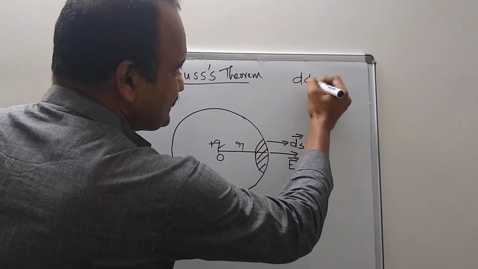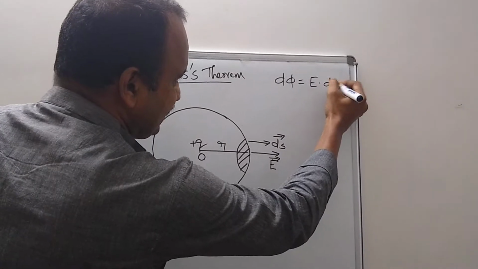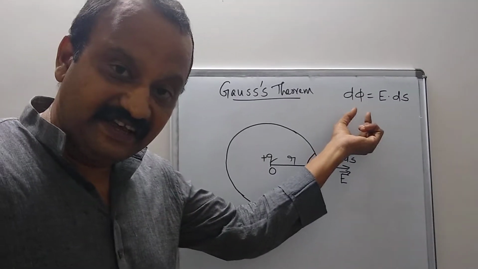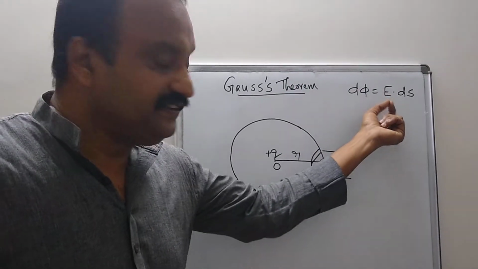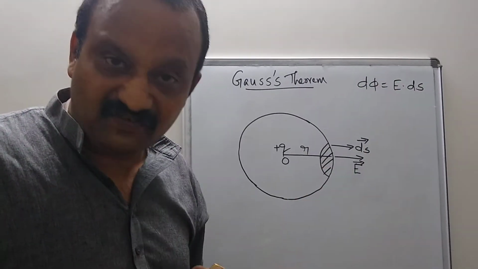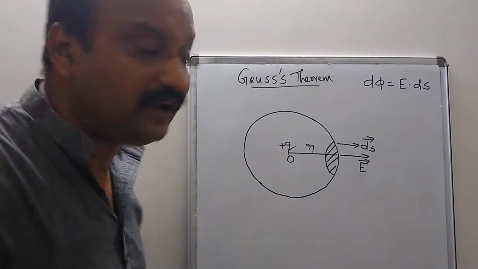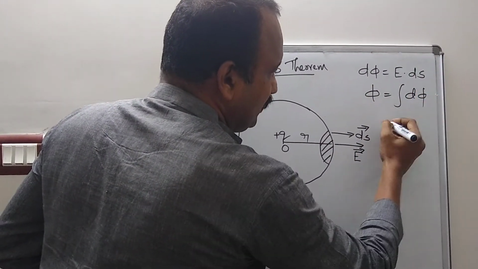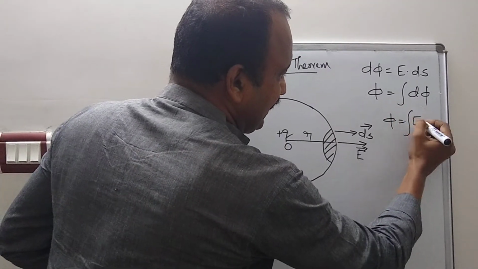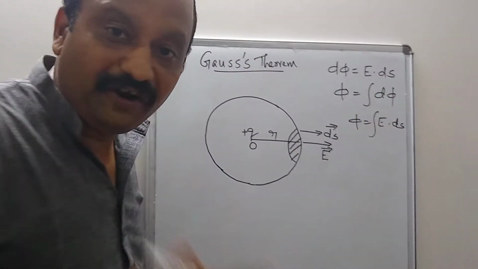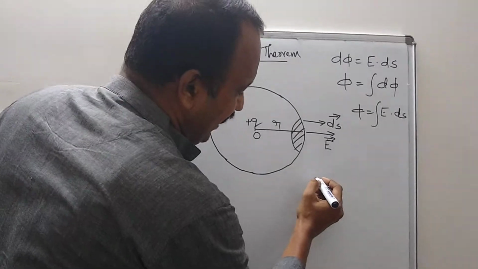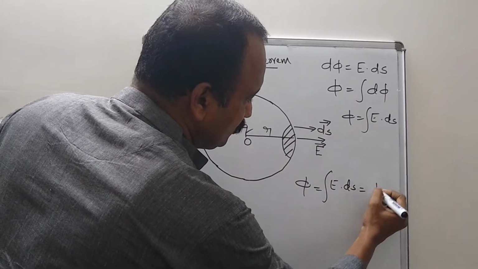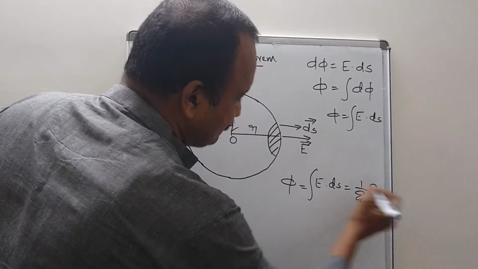You know that d phi is equal to E dot ds, that you have studied. d phi is equal to E dot ds. d phi is the small amount of flux. E is the intensity of electric field, ds is the surface area. So d phi is this one. So total flux phi is equal to integral d phi, or phi is equal to integral E dot ds. And according to Gauss's theorem, the total flux phi is equal to integral E dot ds, and that is equal to 1 by epsilon 0 times q.